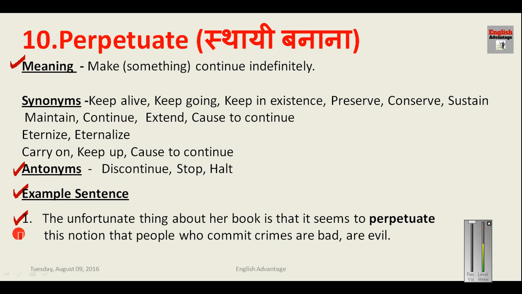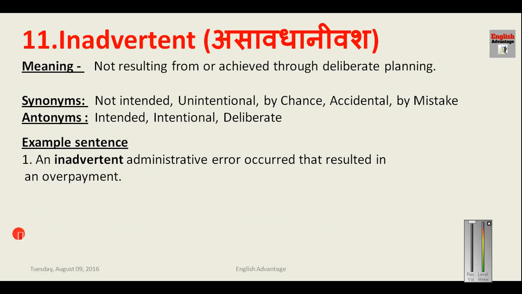Okay. Now let us look at the next word, inadvertent. Inadvertent, if you have done something inadvertently, you have done it by mistake. You have done it unintentionally, you can say, or you have done it accidentally. So inadvertent, not resulting from or achieved through deliberate planning. Okay, something you haven't done intentionally, you can say. So this is the meaning of inadvertent.